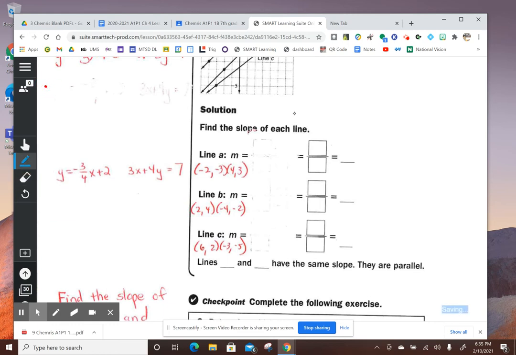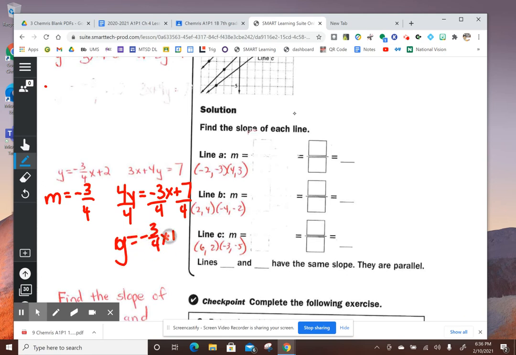Okay, so again, for the first one, it's easy to identify the slope. It's negative 3/4. For the next one, though, I have to put it into slope-intercept form, so I subtract 3x from both sides. Then I divide by 4, divide by 4, divide by 4, and I find y equals negative 3/4 x plus 7/4. So m equals negative 3/4, and they both have the same slope, so they are parallel. So both of those were parallel.